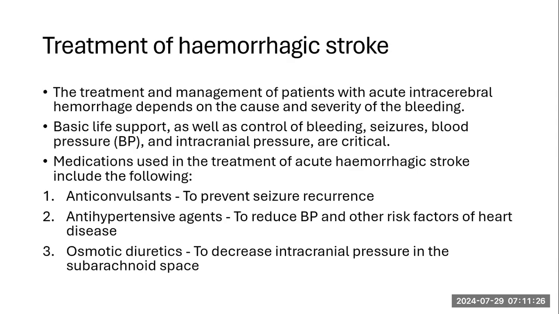Now, for treatment of hemorrhagic stroke, you want to ensure basic life support, you want to control bleeding, you want to address seizure, you want to deal with intracranial pressure, and if there is raised intracranial pressure, you want to do decompression. So you want to give anticonvulsant to prevent seizure recurrence, antihypertensive for effective blood pressure control, and osmotic diuretic to decrease intracranial pressure.